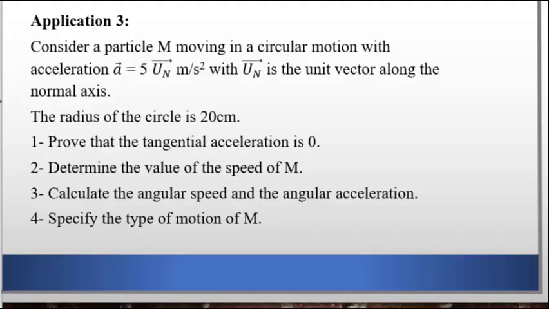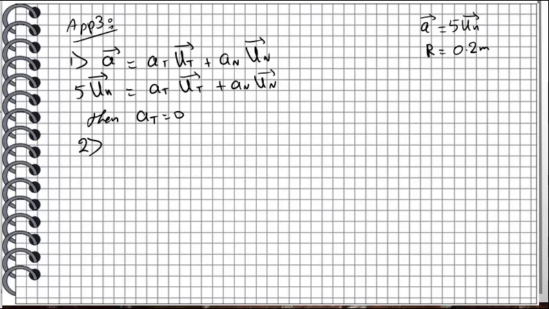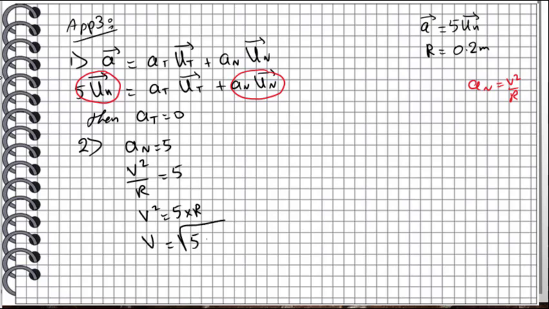Part 2. Determine the value of the speed of M. Since the only available here is u_n, I can use the formula a_n equals v square over r. Let me write it. Since a normal equals 5 and a normal equals v square over r, then v square would be 5 times r, and by removing the square I have to put radical 5 times the radius 0.2, which will be 1 meter per second.